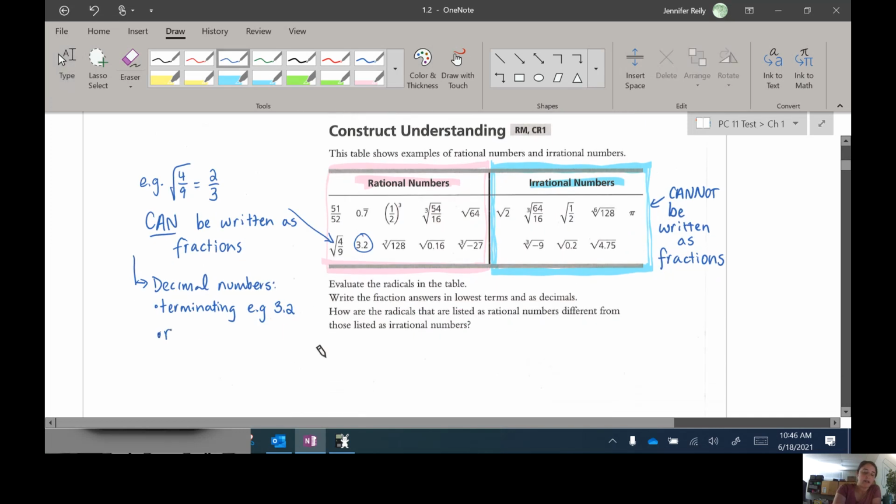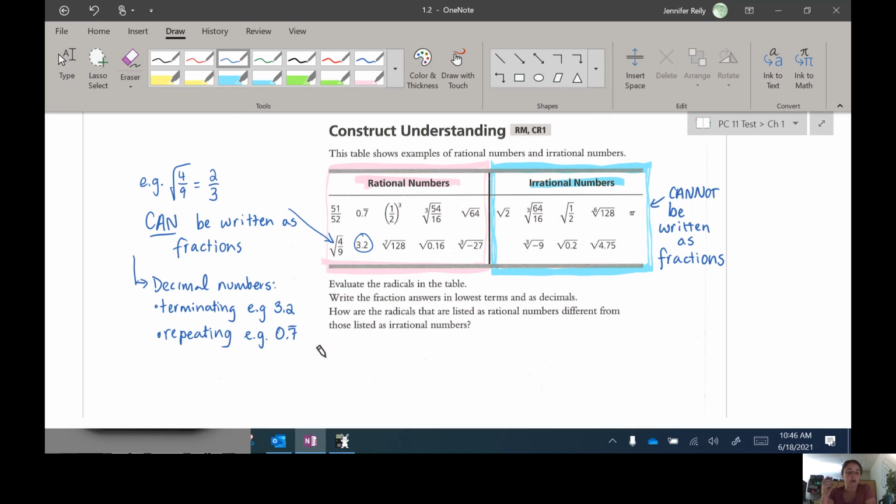Or it's a repeating decimal. It has a pattern and is repeating. On that list there, we see 0.7 repeating. That can be written as a fraction. It's actually 7/9. So that's how you tell if something can be written as a fraction or not, if you're looking at the decimal version of the number.